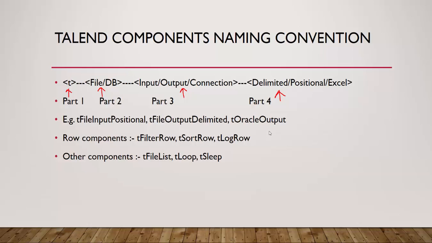For example, if we are reading files, then the second part will be file. Similarly, if we are reading data from a MySQL database, then this part would be MySQL. The third part of the component name determines how we want to use this component. For example, if I want to read the files, that is, the file is going to supply data to our job, then this part will be input.